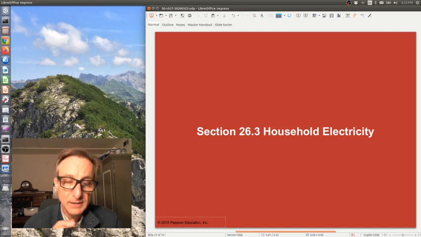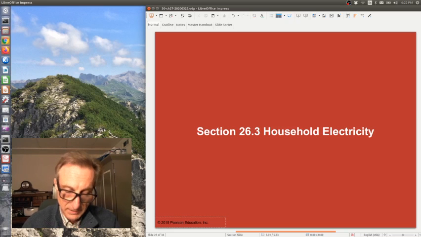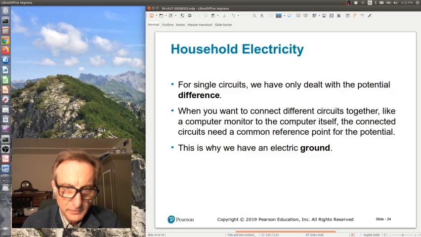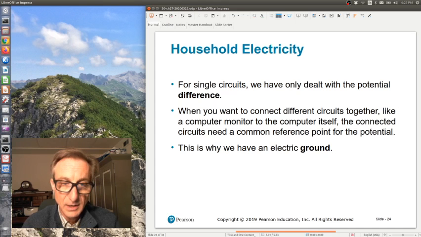Okay, section 3 of chapter 26 deals with the topic of electricity in the home. So far we've dealt with individual single circuits which have a power supply and a resistor and maybe a few other items, and we consider them in isolation. But in a home, all circuits, all devices that are plugged into the wall and therefore plugged into the power supply that is supplied by the power company need to have a common reference point. They are all tied together with a common terminal which is called ground.